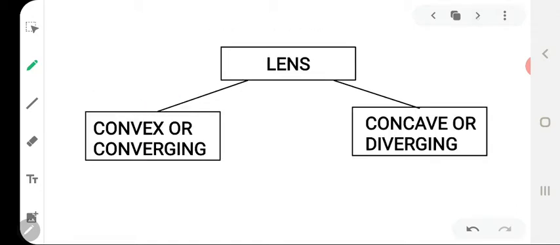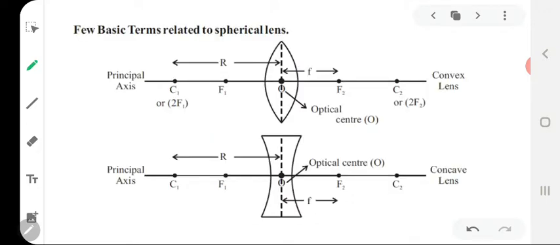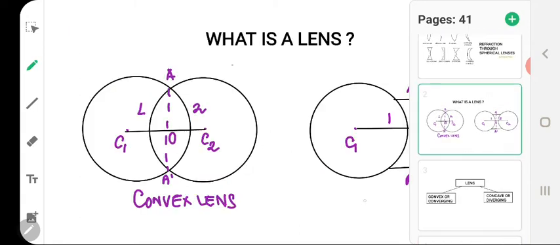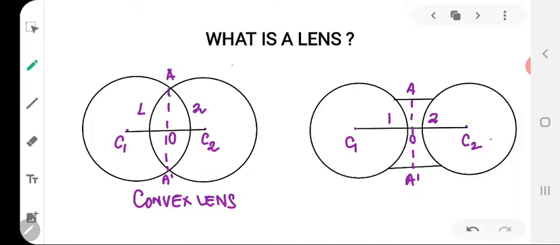Now let's understand a bit more about lenses by a knowledge of some basic terminologies. For this, you just refer to this diagram. First of all, we shall define a term called aperture. The effective diameter of the spherical surface of a lens is called aperture. Now, in the diagram that I showed here, A dash is the aperture of the lens.